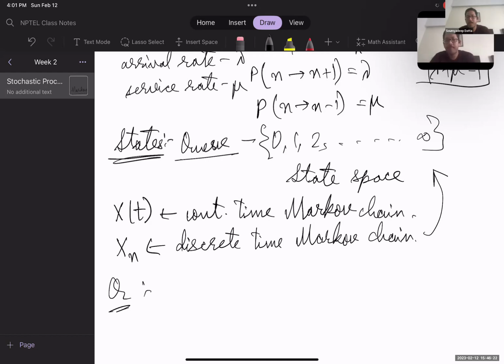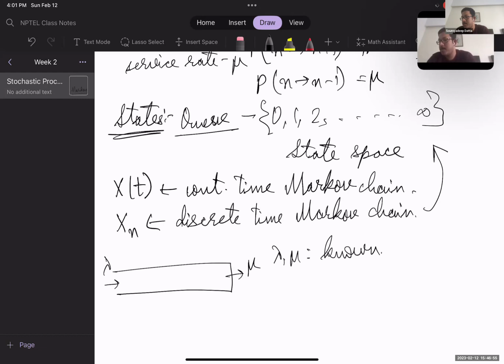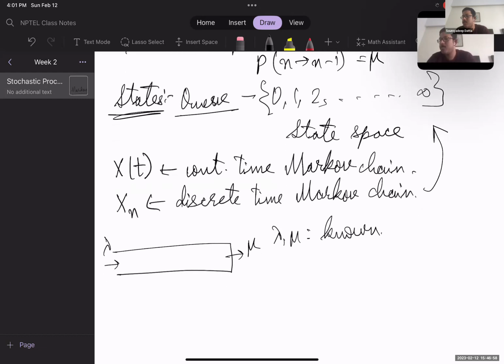So, question for you is, it's kind of intuitive. Let's actually take an example. Let's talk about a Q over here. And as I mentioned, there is arrival rate lambda, departure rate mu, and the values of lambda and mu are known, right? So we know that.